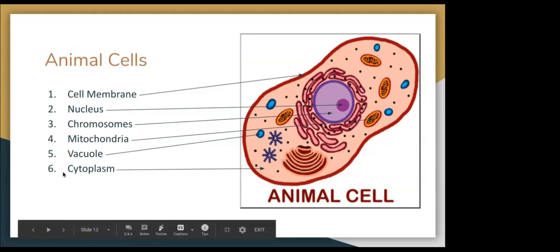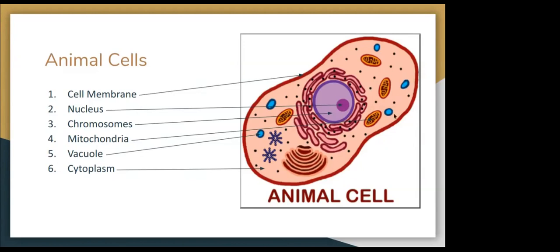And then lastly, number 6, cytoplasm. In this case, it's kind of a pink salmon, light-colored jelly that is surrounding all of the different pieces of the cell, cushioning them and allowing things to travel throughout the cell.